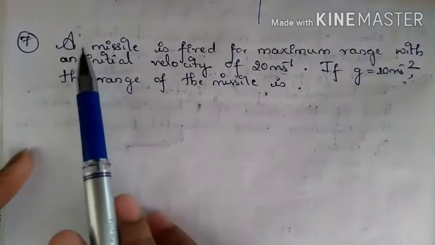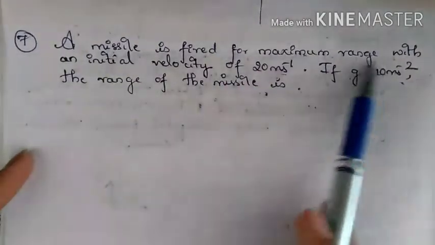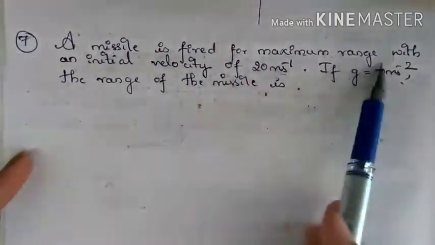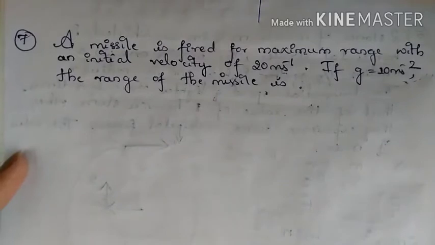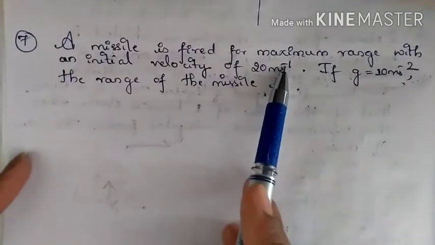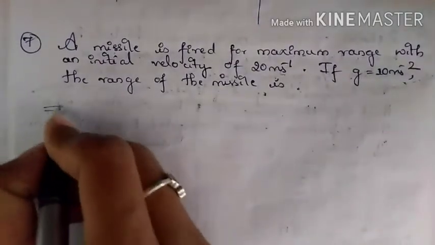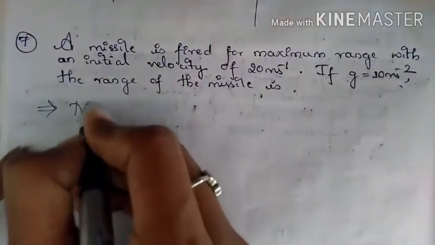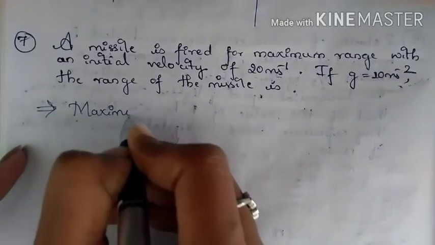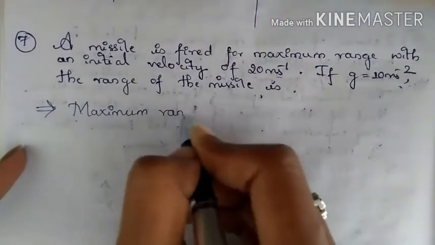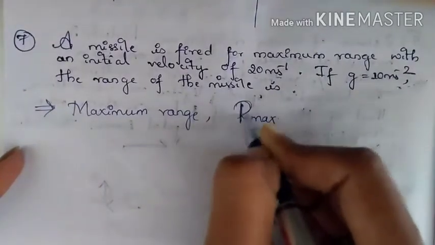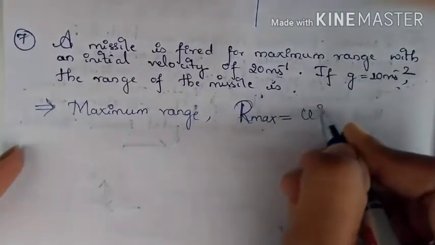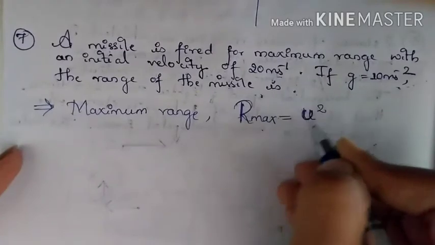So here a missile is fired for maximum range. So for maximum range, what does theta become, what does the value of R become, I have discussed in the last class. Theta becomes 45 degrees. So what does the maximum R formula become? Maximum range, that is R max, is equal to U square divided by G.